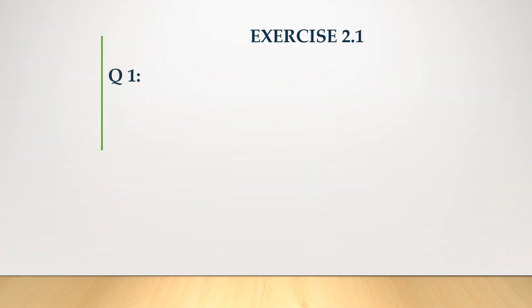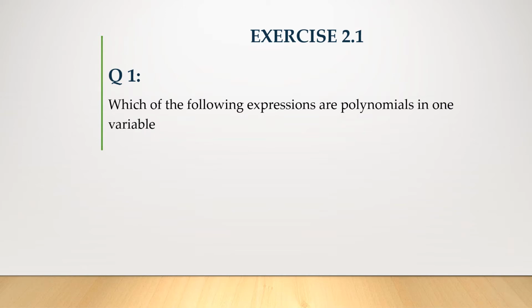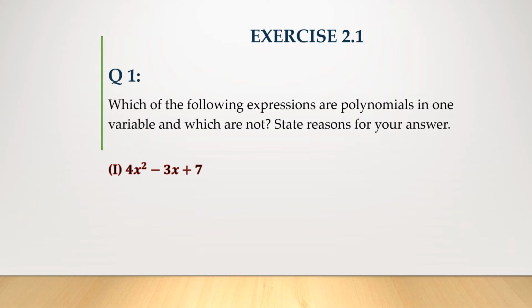Let's do question number 1 of exercise 2.1. Which of the following expressions are polynomials in one variable and which are not? State reason for your answer. We have to state whether the expressions are polynomial or not, and secondly we have to tell the reason. If it is yes, why; if it is no, why not, and we have to find out the variable as well. First part is 4x square minus 3x plus 7.